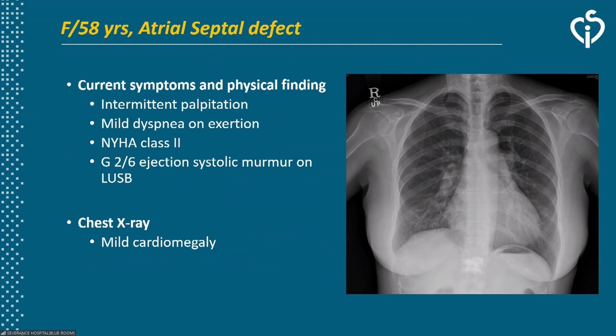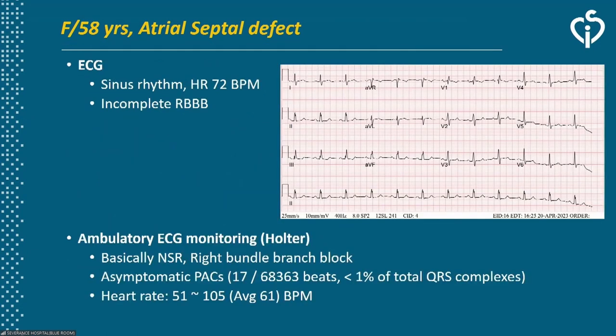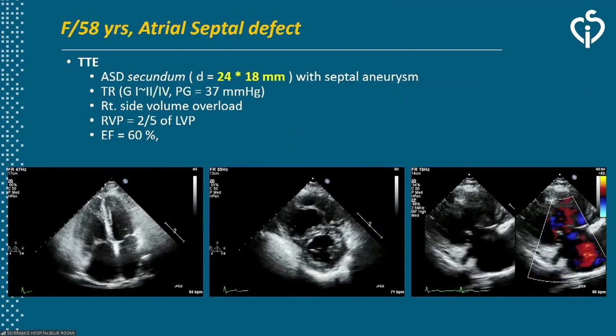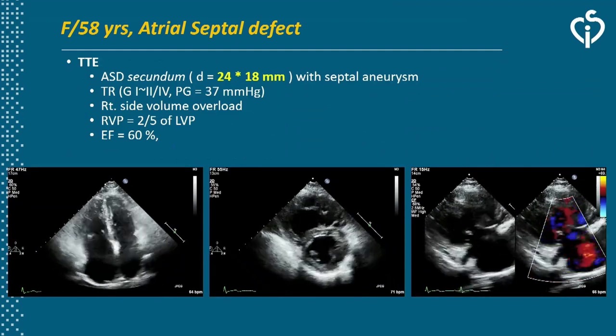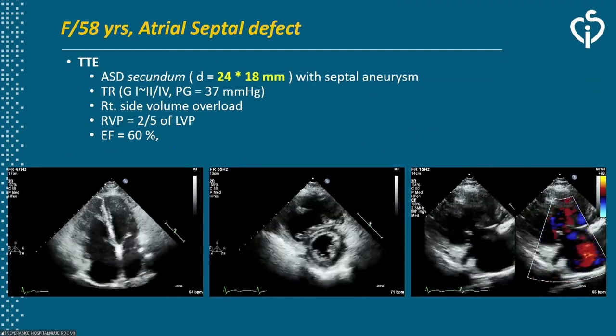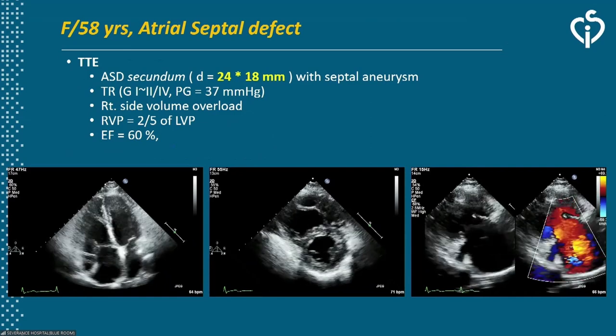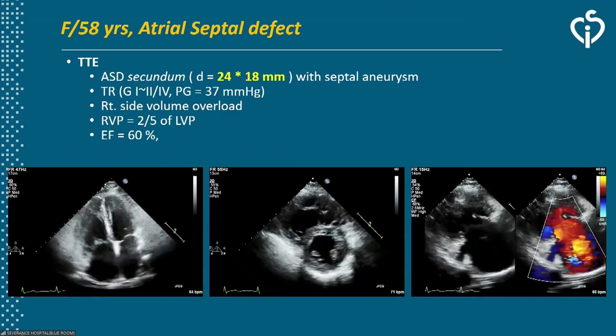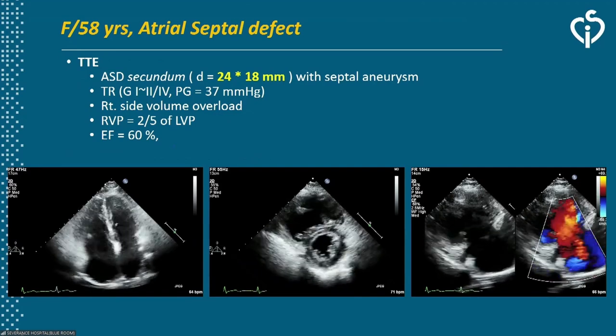Her chest X-ray shows mild cardiomegaly. ECG shows sinus rhythm with a heart rate of 72 BPM and incomplete RBBB. There are asymptomatic PACs in ambulatory ECG monitoring. Four chamber view shows right side volume overload. Short axis shows good LV systolic function. RV inflow view shows mild to moderate TR.